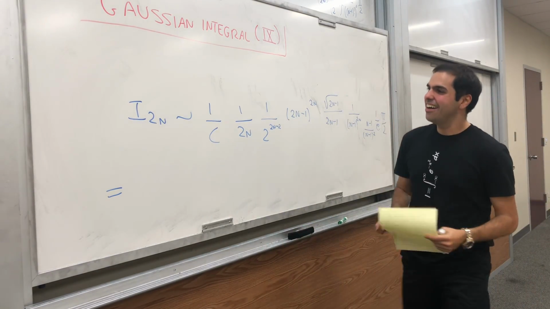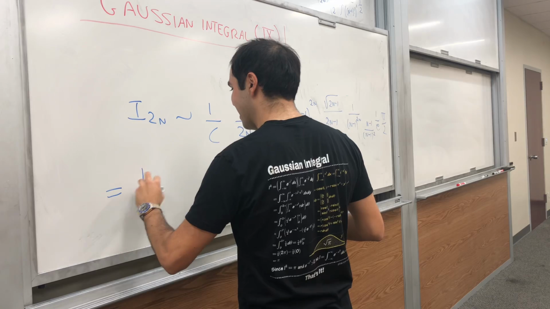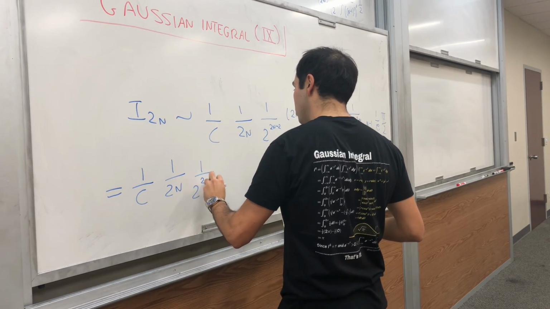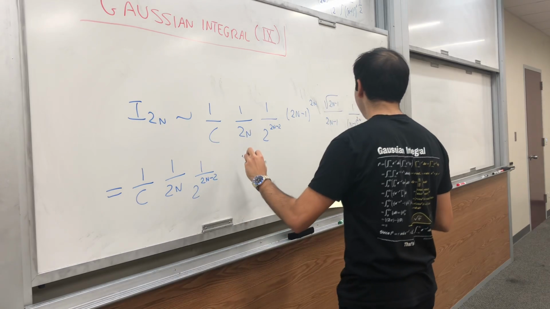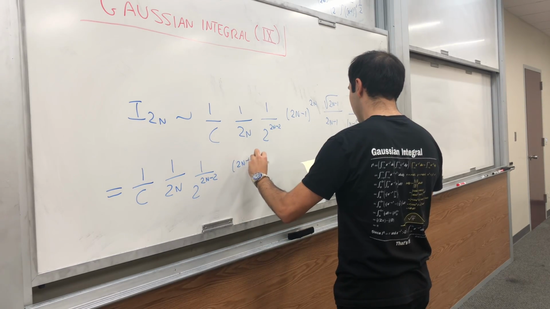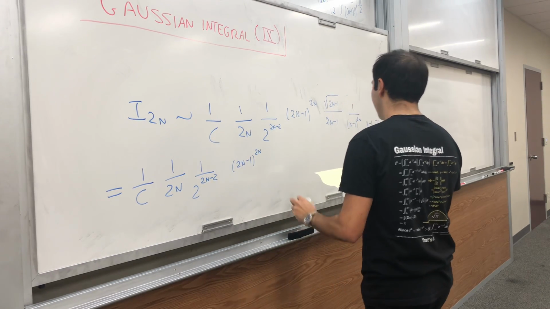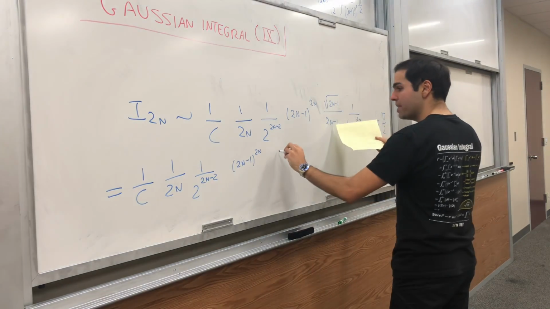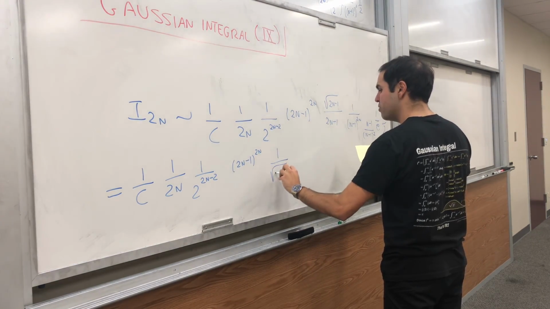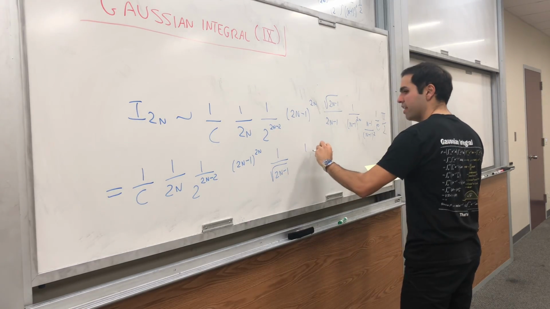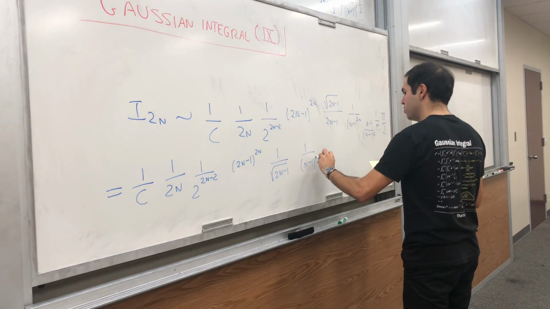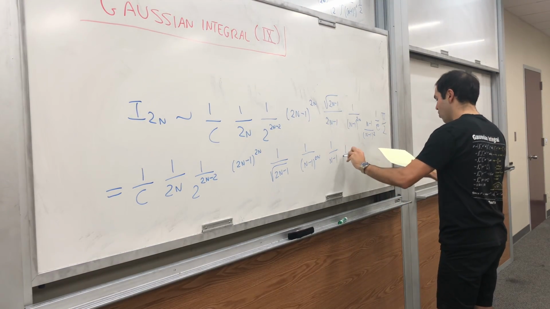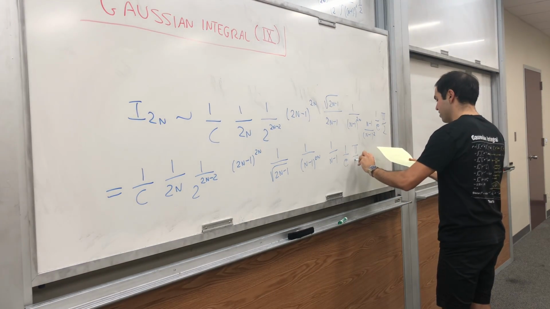So what we get then is 1 over c, 1 over 2n, 1 over 2 to the 2n minus 2, and then 2n minus 1 to the 2n, and then this simplifies to square root of 2n minus 1, and then 1 over n minus 1 to the 2n, and then 1 over n minus 1, and then 1 over e, and then pi over 2.